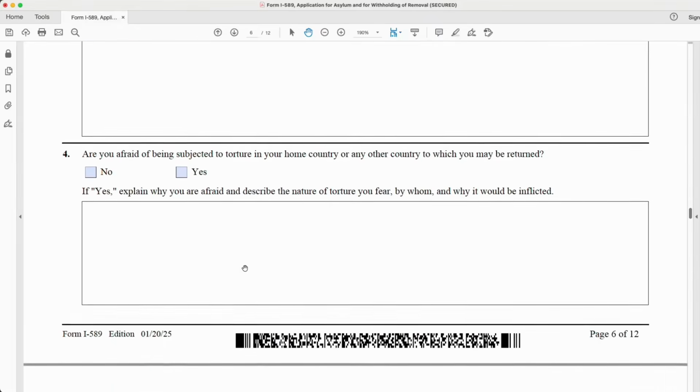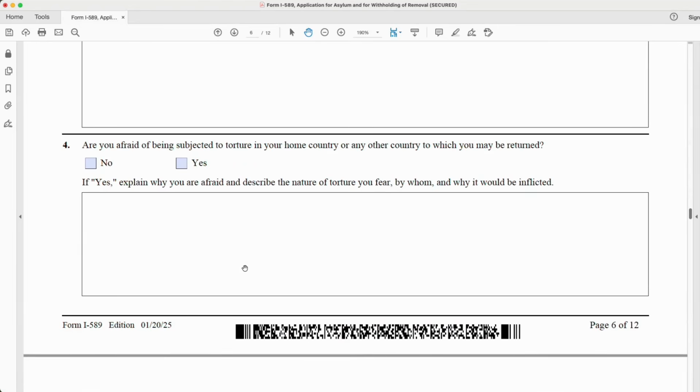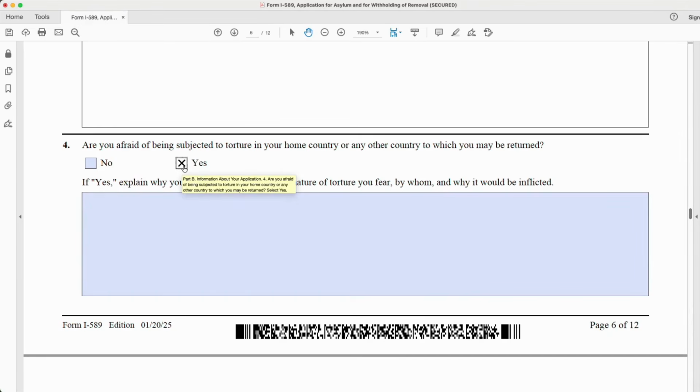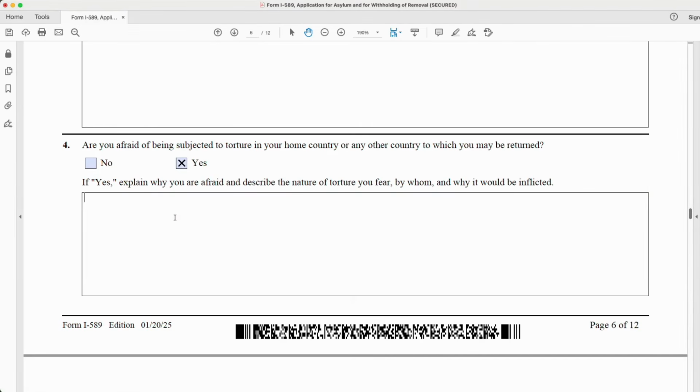For question 4, check yes if you are afraid that you will suffer torture if you must return to your country. Torture can be any kind of serious physical or psychological harm. If you are afraid to return to your country, you can check yes here. Then, in the space provided, explain what harm you fear suffering if you must return to your country. The answer to this question can be similar to the answer you gave in 1B on the last page.